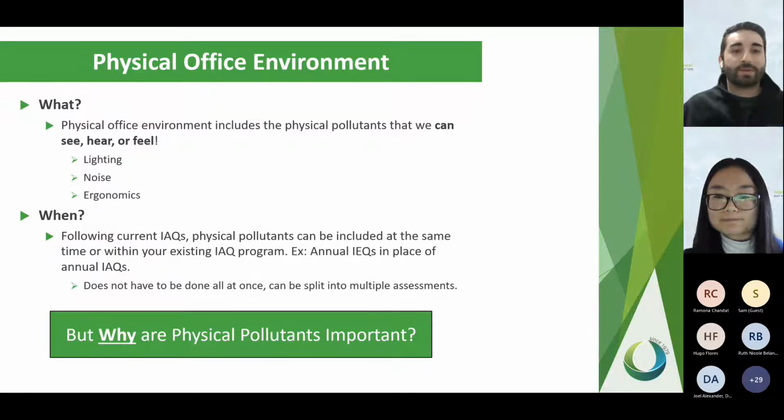So now we'll be talking about the physical office environment. So Lisa mentioned the air, and now the second part of the indoor environmental quality would be the physical components. So that's pretty much the what. So what we can see, what we can hear, what we can feel, pretty much the lighting, noise, and ergonomics. All of this can be lumped into one pretty much. It can just be ergonomics.